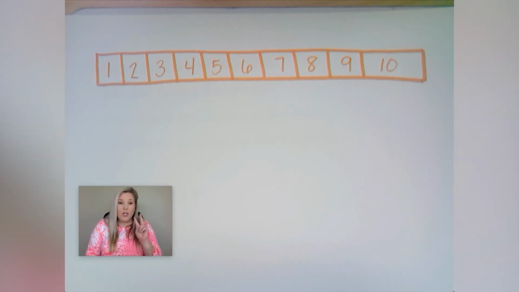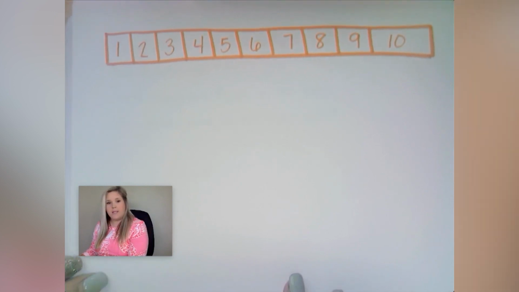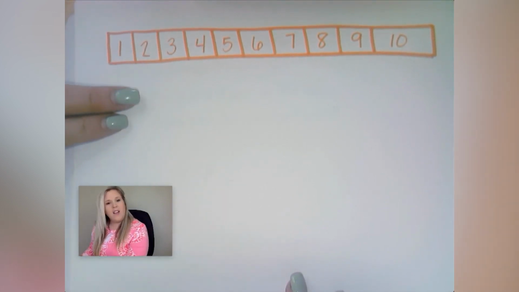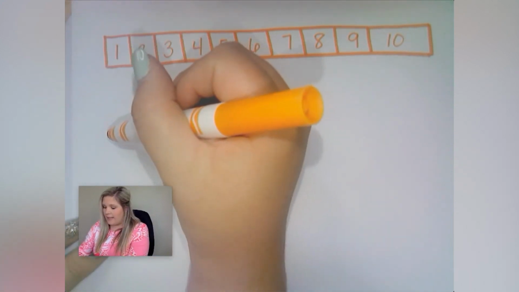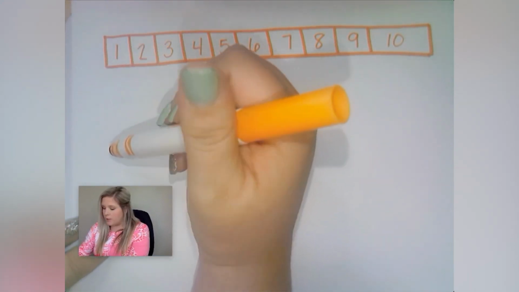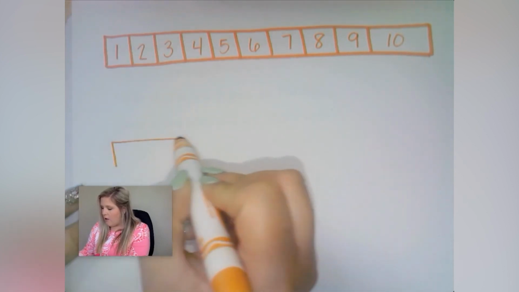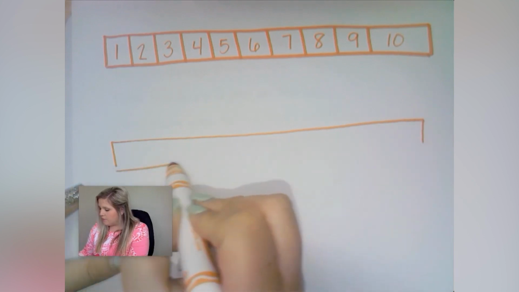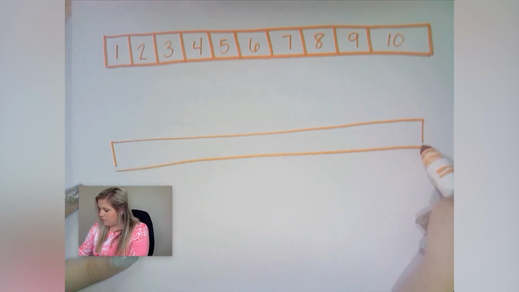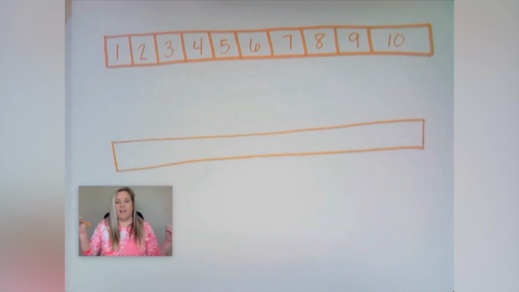We need 2 more number paths for today's math lesson. So I'm going to skip a little bit of space, maybe enough for about 2 fingers in between. And I am going to draw my next number path. Our first step is to draw a long, skinny rectangle. Go ahead and draw your long, skinny rectangle.